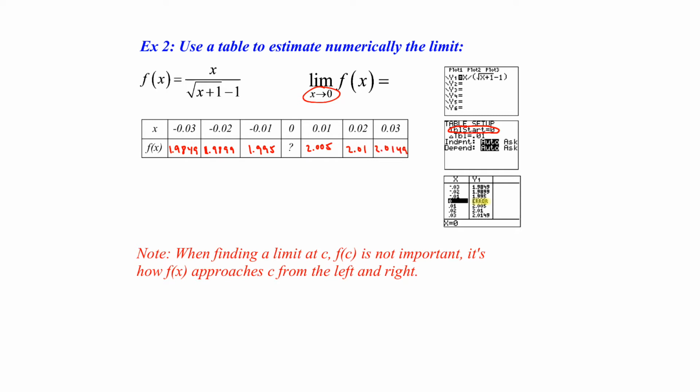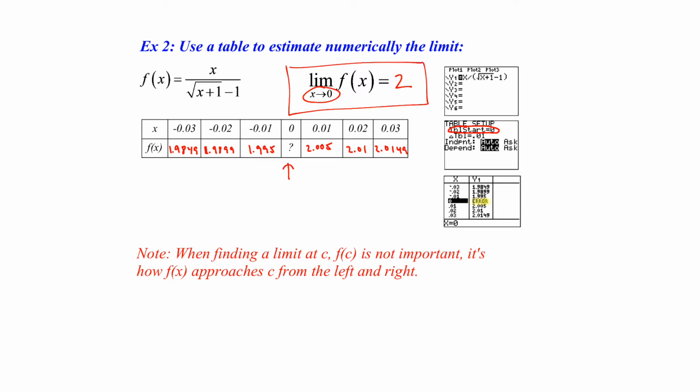So once again, as you're looking at the table numerically, what does it look like is happening to your y value as x gets closer and closer to 0? It looks to be approaching the number 2. So the limit of the function f of x as x approaches 0 is equal to 2.